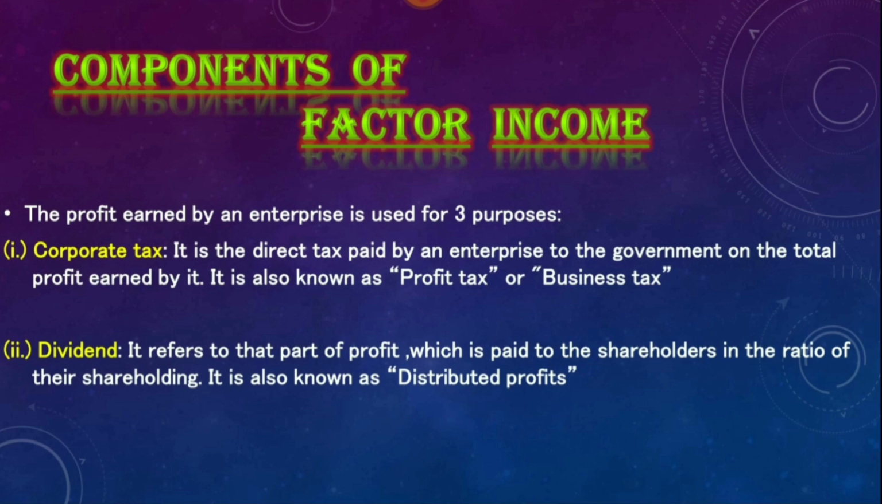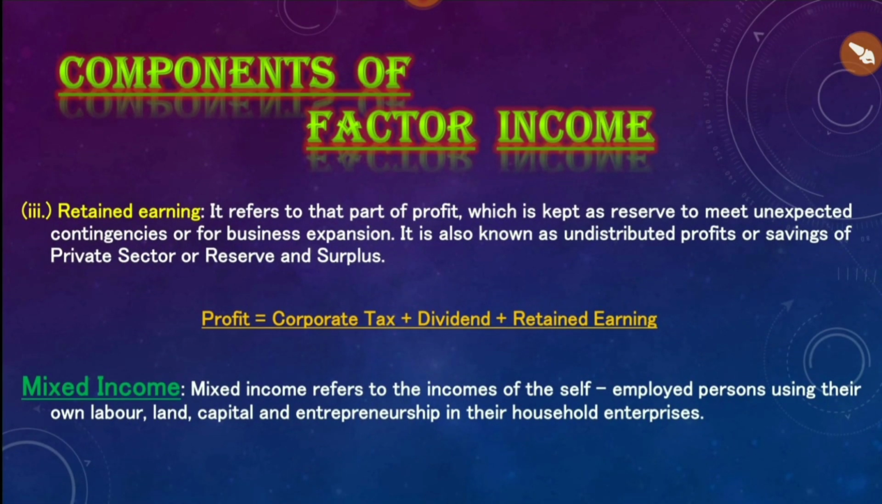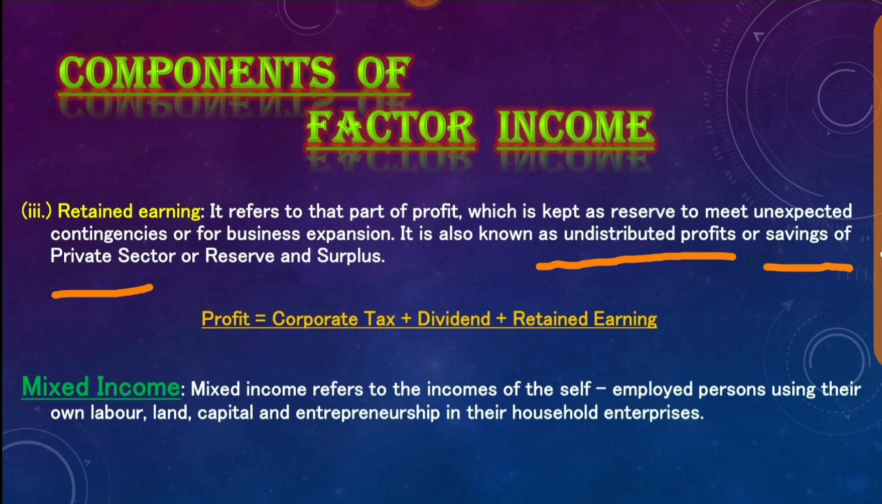And the third one is retained earning. Retained earning refers to the part of profit which is kept as reserve to meet unexpected incidents and for business expansion. It is also known as undistributed profits or saving of the private sector or reserves and surplus. It means profit is a calculated figure of corporate tax, dividend and retained earning.